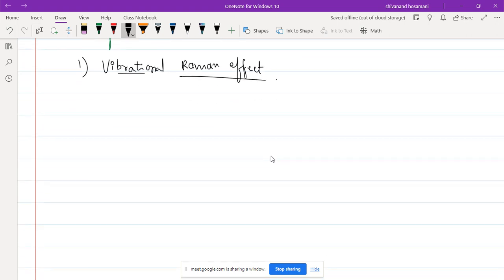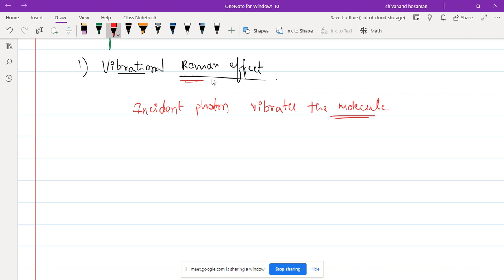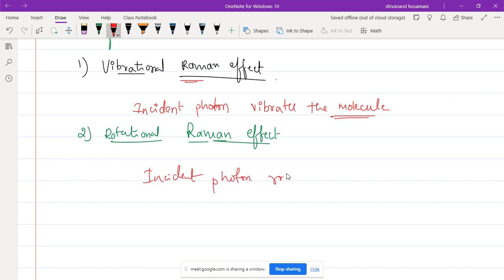Vibrational Raman effect means the incident photon vibrates the molecule. We call that the vibrational Raman effect. If it rotates, then we call that the rotational Raman effect. Rotational Raman effect is defined as: the incident photon rotates the molecule. Molecule rotates, so we call it the rotational Raman effect; it vibrates, so we call it the vibrational Raman effect.